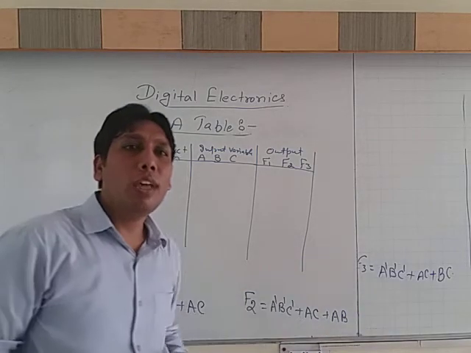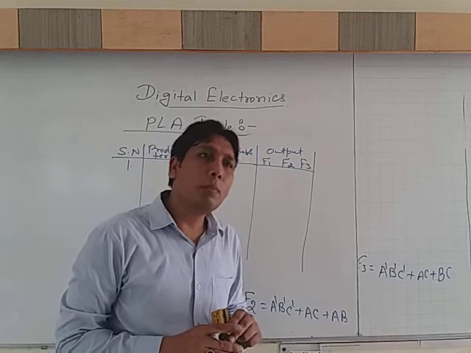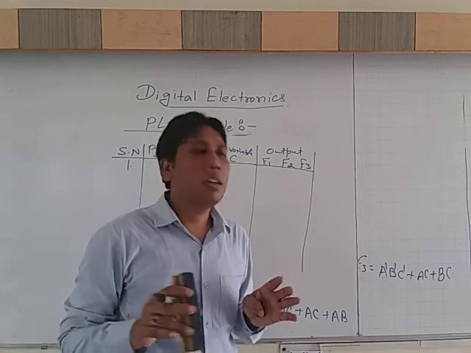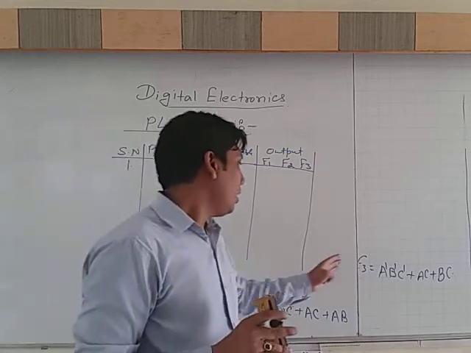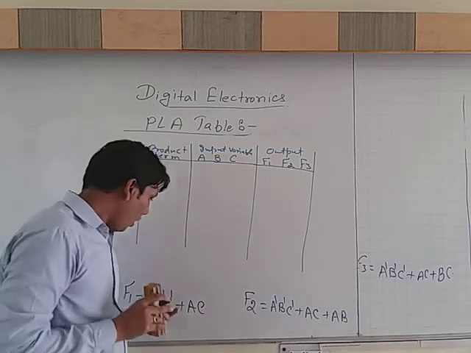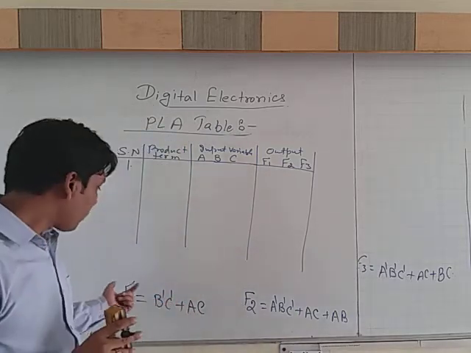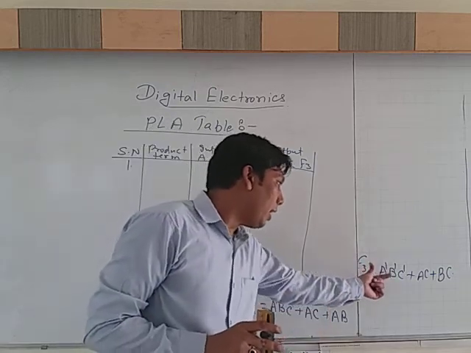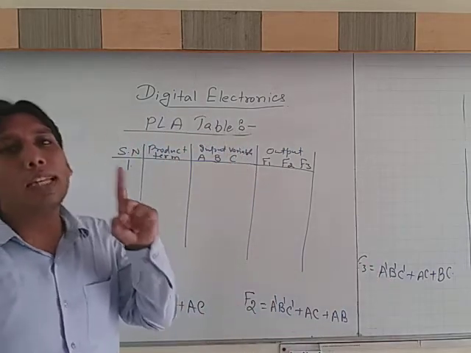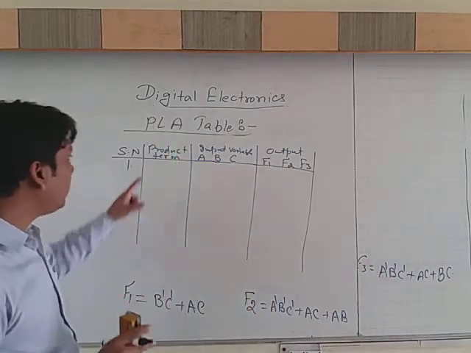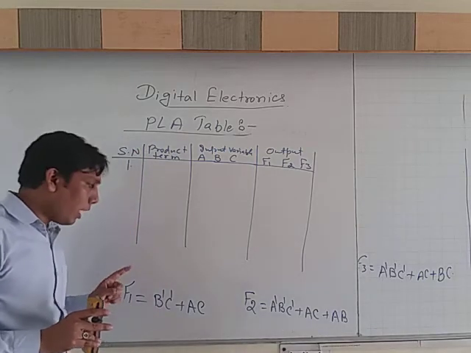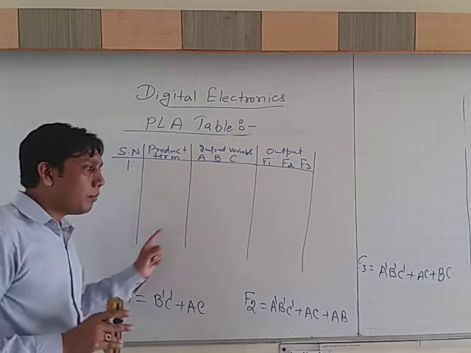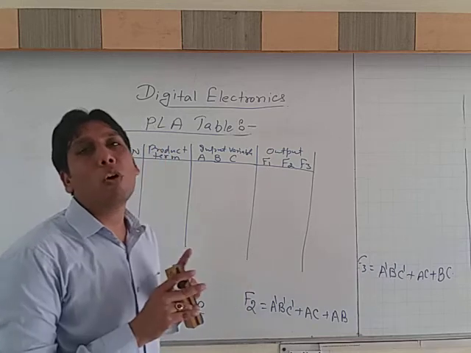In PLA, as we have programmable AND gates, that means we use the same AND gate for all the product terms in any function. That means if a single term is in F1 and the same term is in F2 and in F3 also, then only a single AND gate will be used. So in the product term column we will write one product term just once. If it is coming in other functions also, then it will not be repeated.